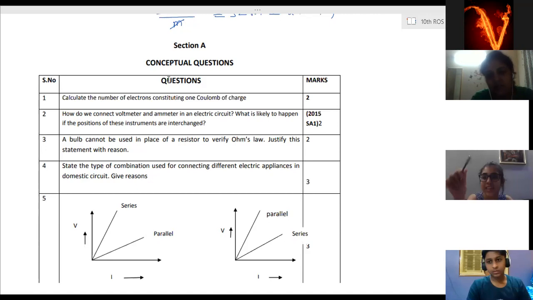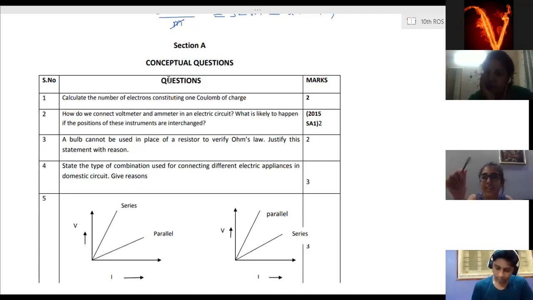And that heat is directly proportional to, write the three factors: square of current, resistance of the conductor, and time for which current is passing through the conductor. So H is directly proportional to I square RT. That is Joule's law of heating.